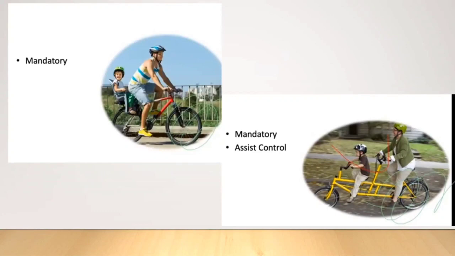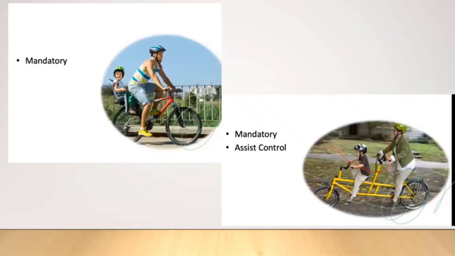So the first is mandatory. See the first figure. The ventilator does all the job. The child is sitting at the back comfortably, sitting without doing any job. The ventilator does everything. That is mandatory.